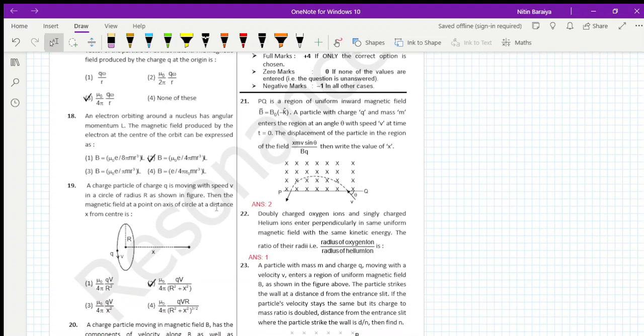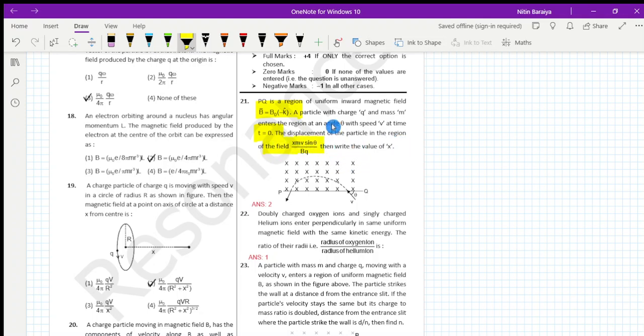So let's see what is question number 21. PQ is a region of uniform inward magnetic field. Fine. So this is the region of magnetic field. A particle of charge Q and mass M enters the region at an angle theta with a speed v at time t equal to 0. The displacement of the particle in the region of the field.